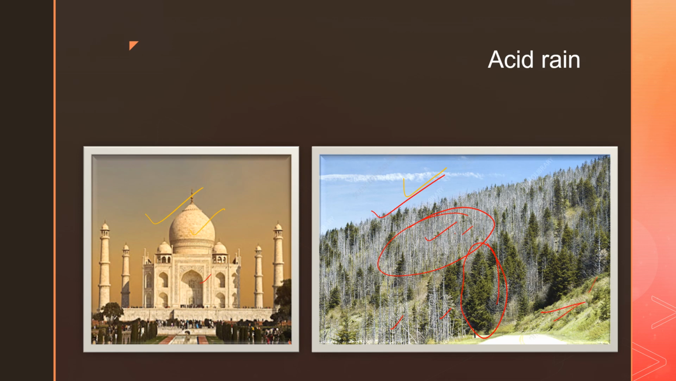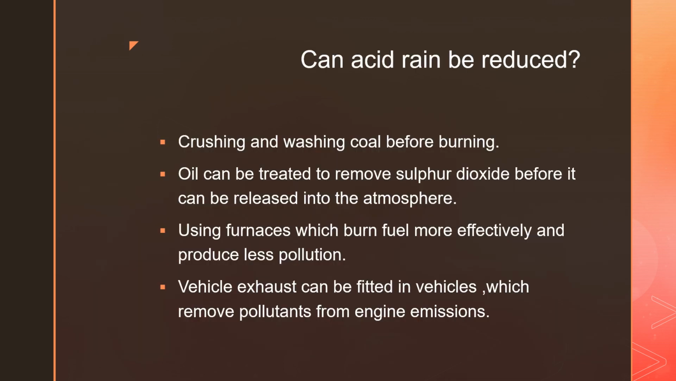So how can we reduce this acid rain? What are the things we can do to prevent it? Let us see that. Now, can acid rain be reduced? First, crushing and washing of the coal before burning can be done to reduce the acid rain. Now, oil can be treated to remove sulfur dioxide.